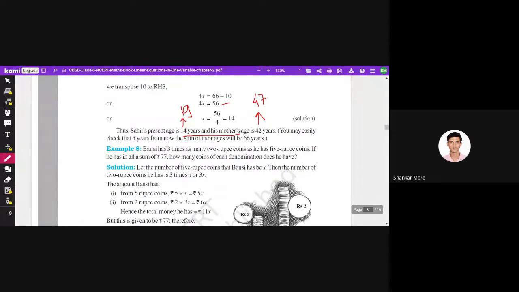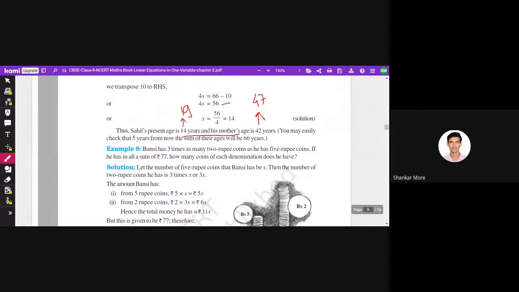Okay. Now Bansi has 3 times as many 2 rupee coins as he has 5 rupee coins. If he has in all sum of Rs 77, how many coins of each denomination does he have? So now we have understood the question. Okay. Now tell me whether he have more 2 rupee coins or 5 rupee coins. उसके पास 5 रुपए की ज्यादा कॉइन्स है या फिर 2 रुपीज की ज्यादा कॉइन्स है? माय क्वेश्चन इज वेरी सिंपल। 2 रुपीज की ज्यादा कॉइन्स है, राइट?